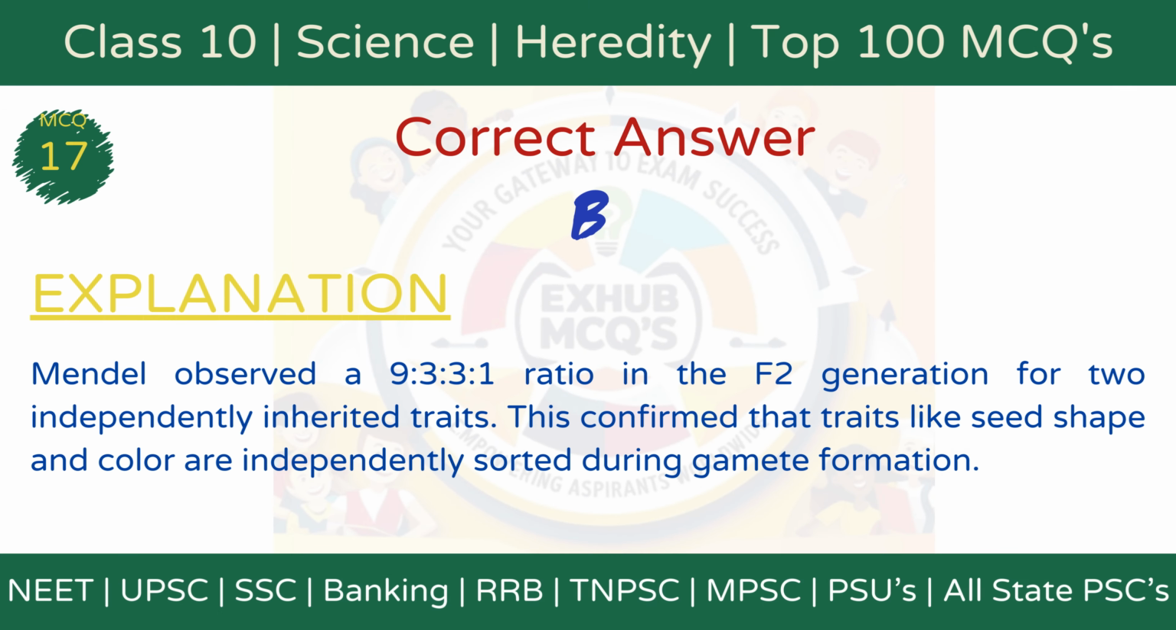The correct answer is option B, 9:3:3:1. Explanation: Mendel observed a 9:3:3:1 ratio in the F2 generation for two independently inherited traits. This confirmed that traits like seed shape and color are independently sorted during gamete formation.